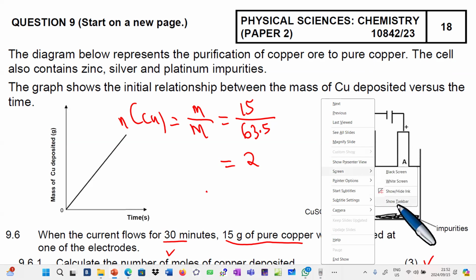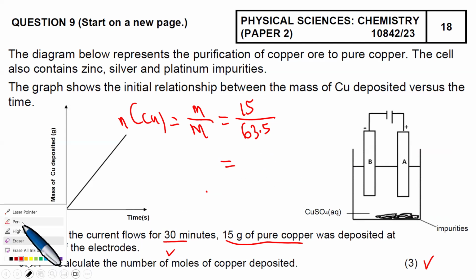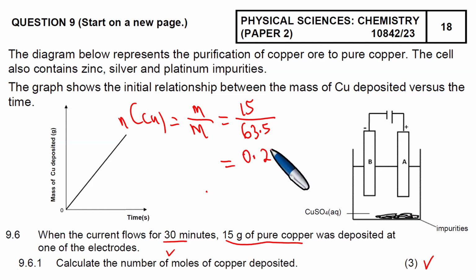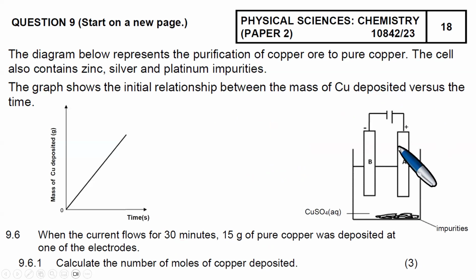So here you're going to put 0.24 moles. Then you're going to look at the next question now, because now we know the molar mass, the molecular mass of copper, the big M. The molecular mass of copper is from the periodic table. Grade 11s and grade 12s, please take note of this: the molar mass is measured in grams per mole. So let us look at the next question.